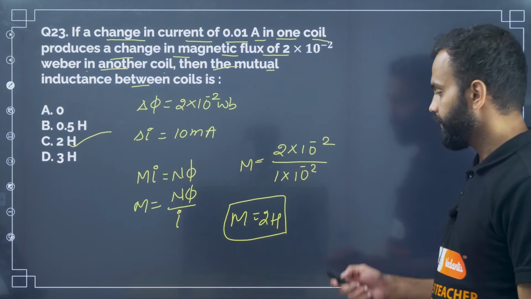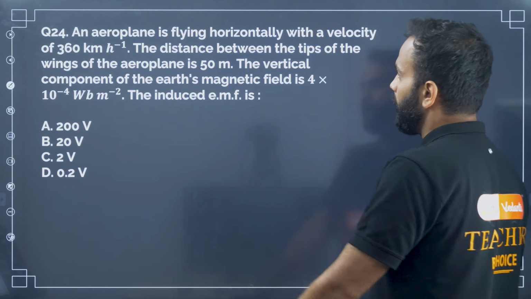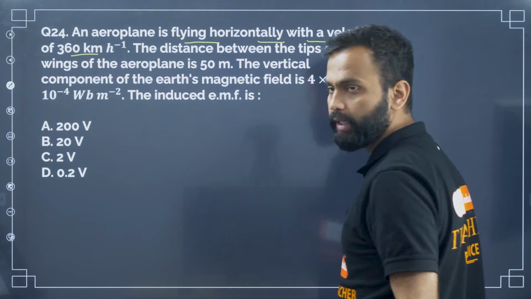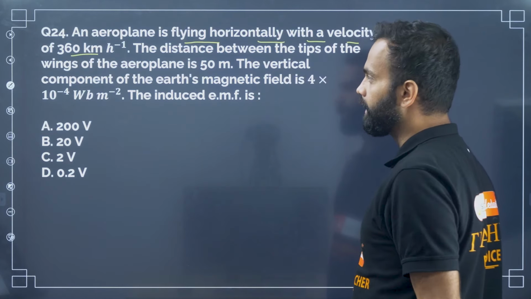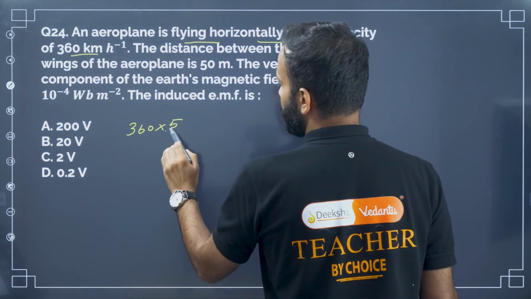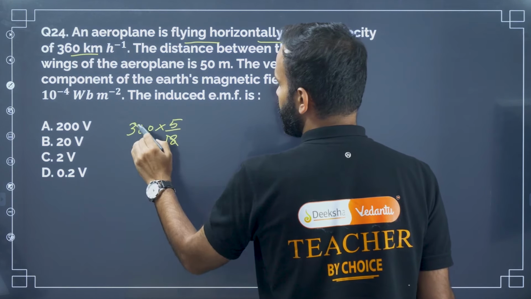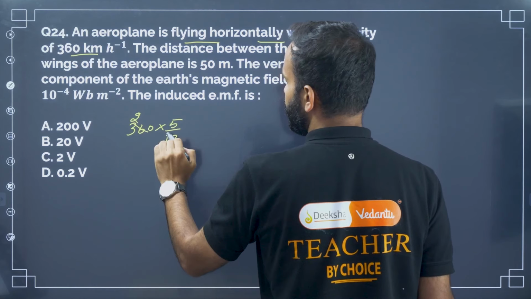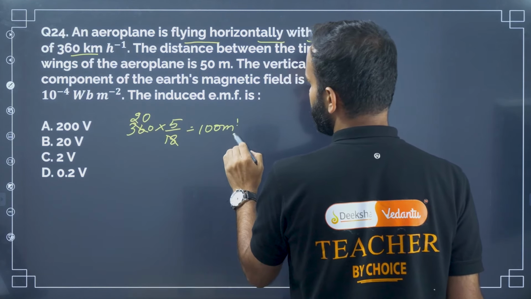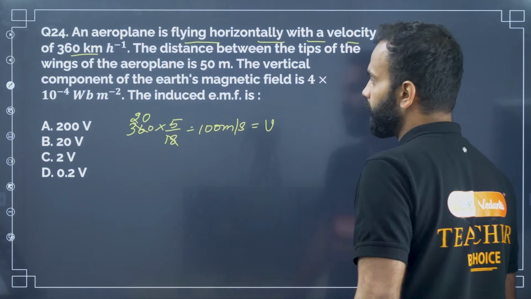Question number 24. An aeroplane is flying horizontally with the velocity of 360 km per hour. That is 100 meter per second: 360 into 5 by 18 is 20 into 5, which is 100. So 100 meter per second is the velocity of the aeroplane.